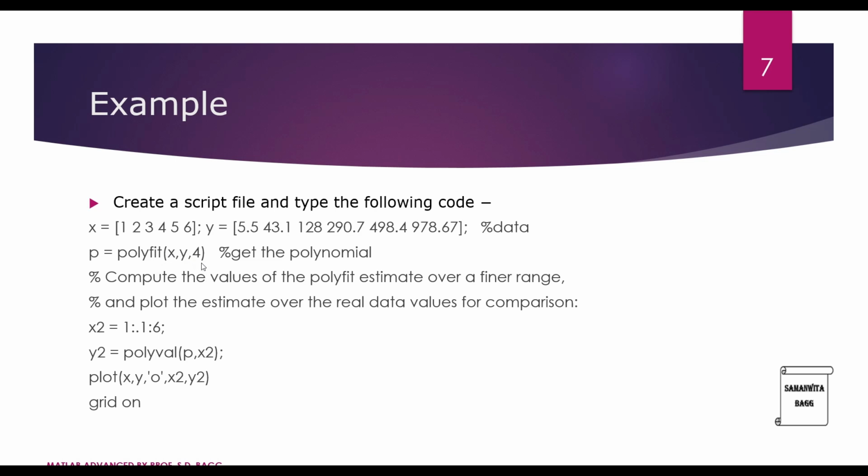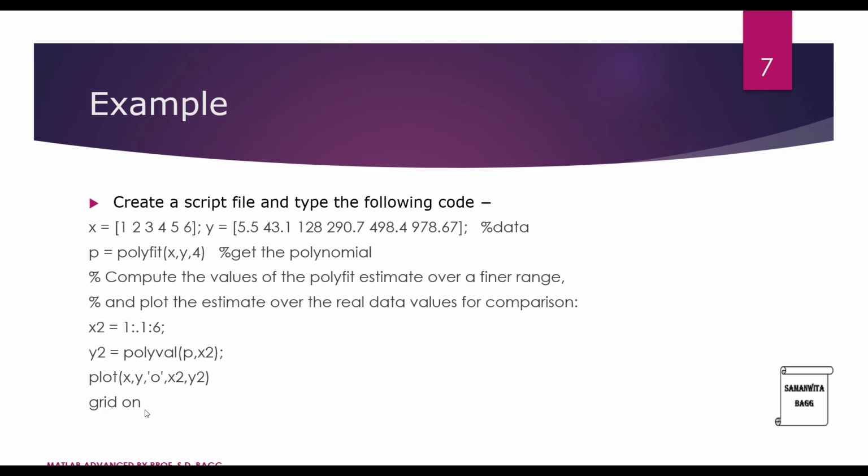xy comma 4. Now here you have x2, which is showing you a range over which you're going to get your curve, that is in a domain of 1 to 6, and this is the difference of 0.1. Then y2 is another variable taken where you are going to calculate the poly variable. This is p and x, that is the relation we are using, p and x2 from here, and that's what you're going to plot: xy, and you have x2, y2. And this O over here is actually indicating the point. We'll see once we plot it.